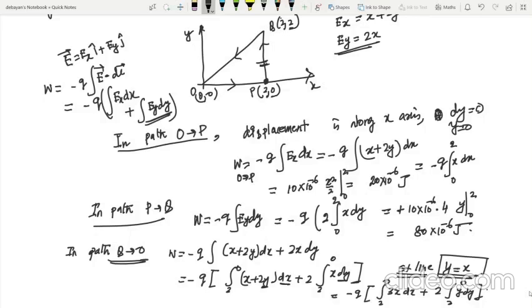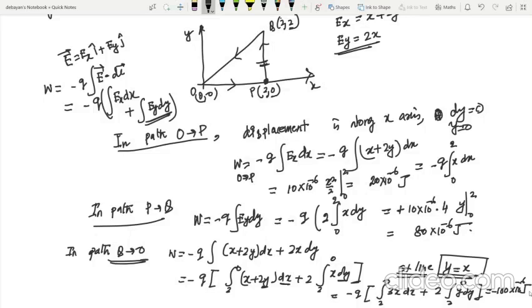So that is the work done in individual parts. Now if you add it, you will get 0. That means over the closed path, the integration is 0. So that is one of the procedures by which you can find the potential.